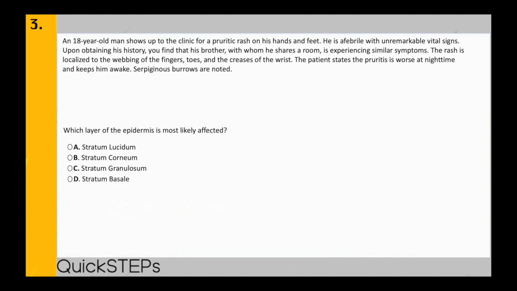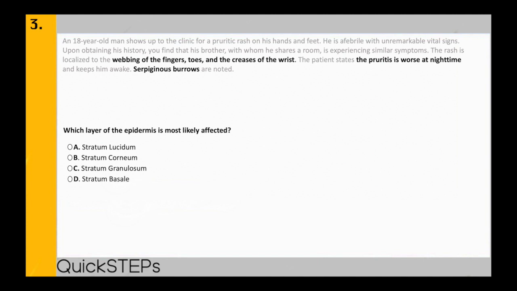Okay, so hopefully you're getting more accustomed to using the method. We highlighted webbing of the fingers, toes, and the creases of the wrist. The pruritus is worse at nighttime, and serpiginous burrows. This is essentially just a pure second-order question where you need to identify what the organism or the infectious agent is and what layer it affects.